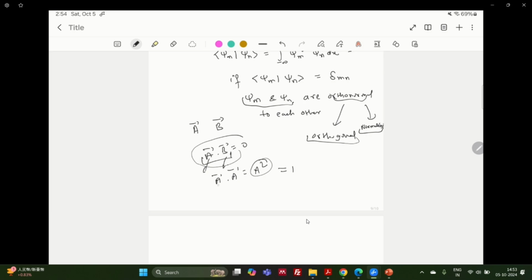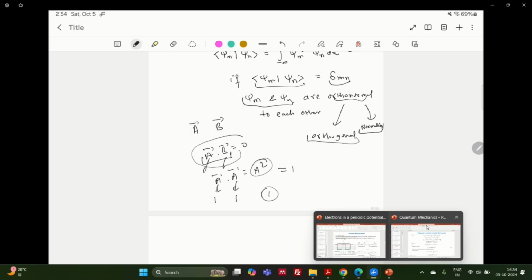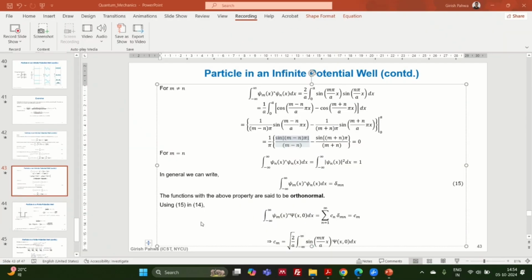So if the magnitude of one vector is 1 and the magnitude of the other vector is 1, the dot product will be equal to 1. So these functions psi m and psi n are normalized as well as orthogonal. When both conditions are fulfilled, you get the dot product equal to delta mn. When they are not equal, you get 0. When they are equal, you get 1. So they are orthonormal.